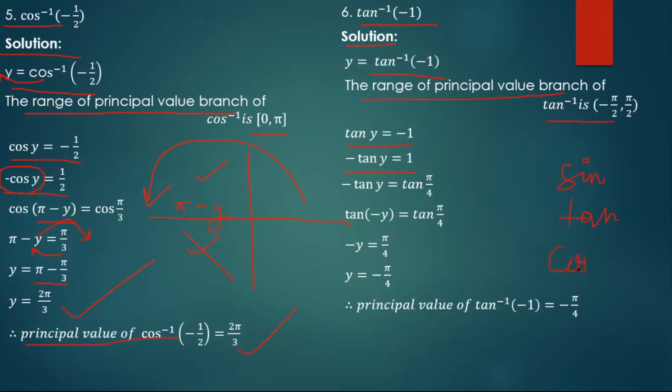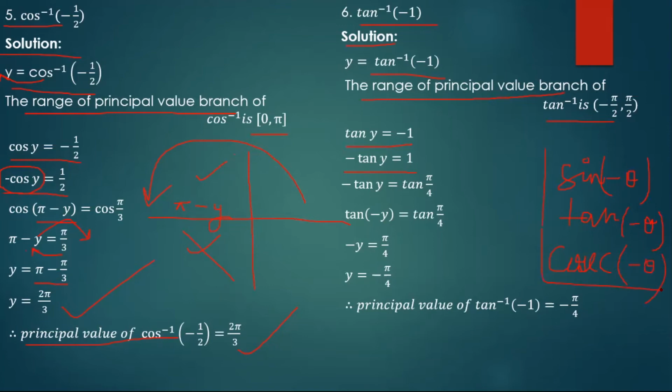If negative angles are there, if we have minus theta, what is it equal to? Sine minus theta is minus sine theta. If it is tan minus theta, it becomes minus tan theta. And when it is cosec minus theta, again it becomes minus cosec theta.